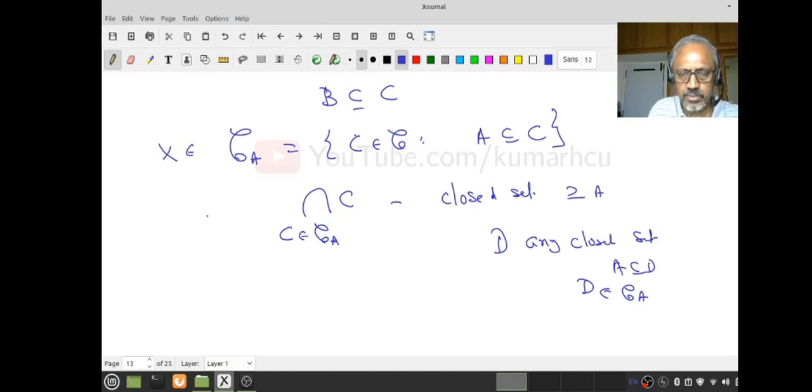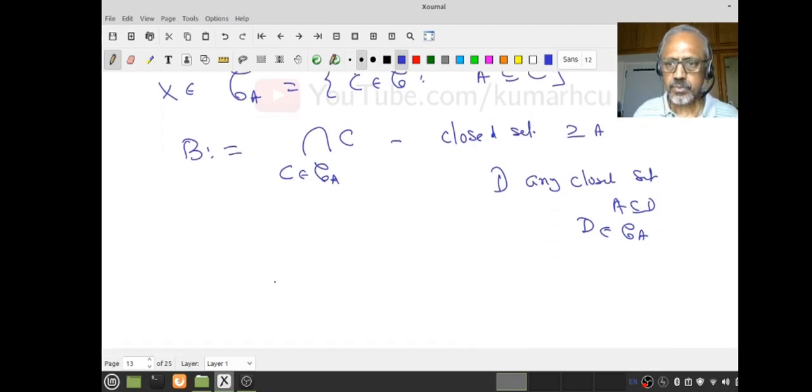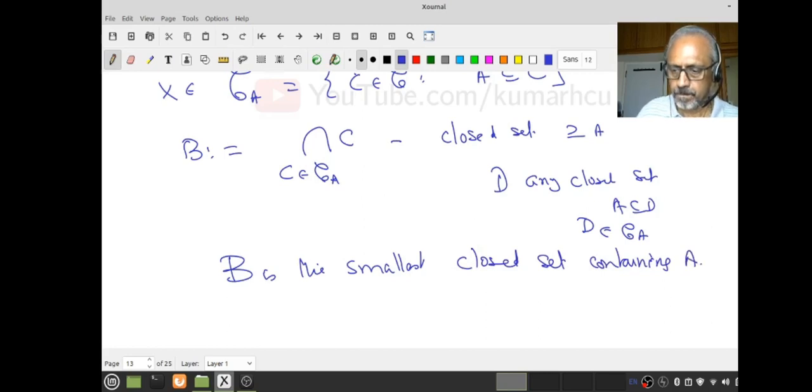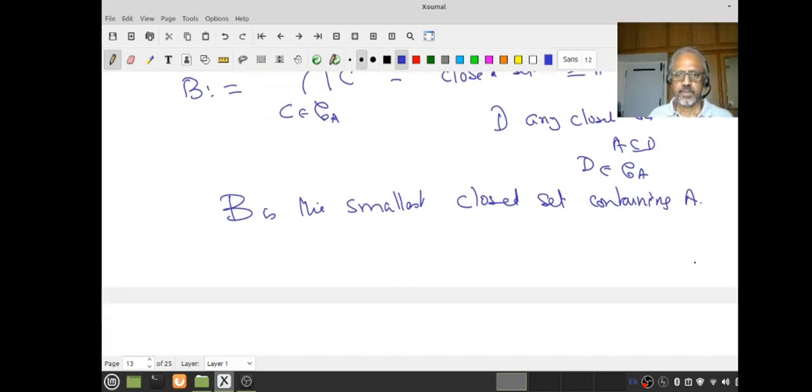So call this B. So B is the smallest closed set containing A.